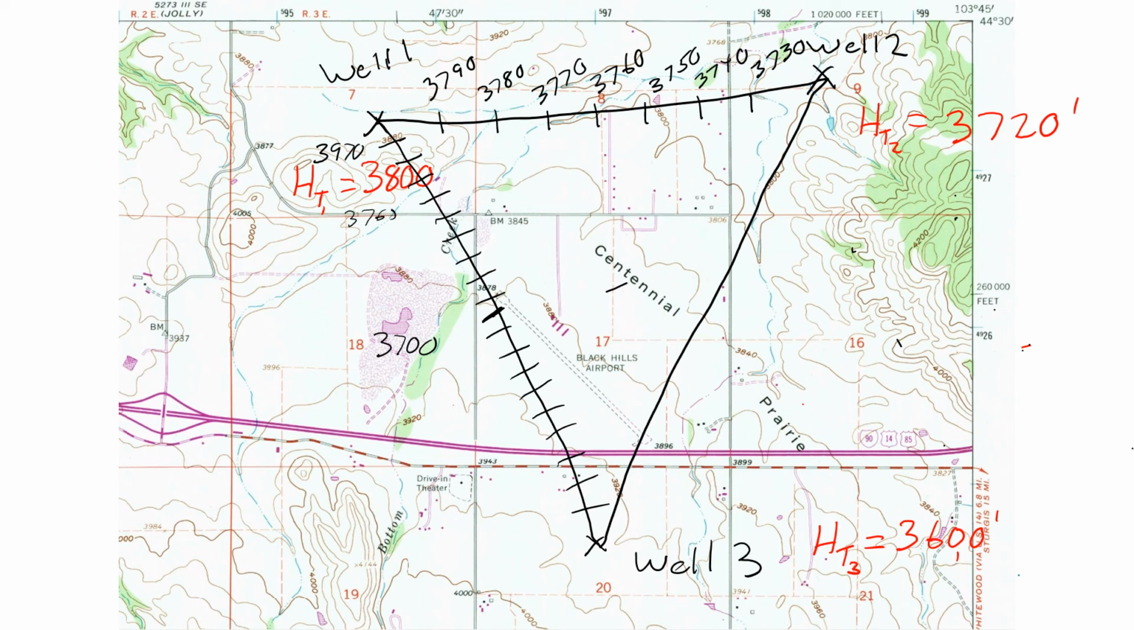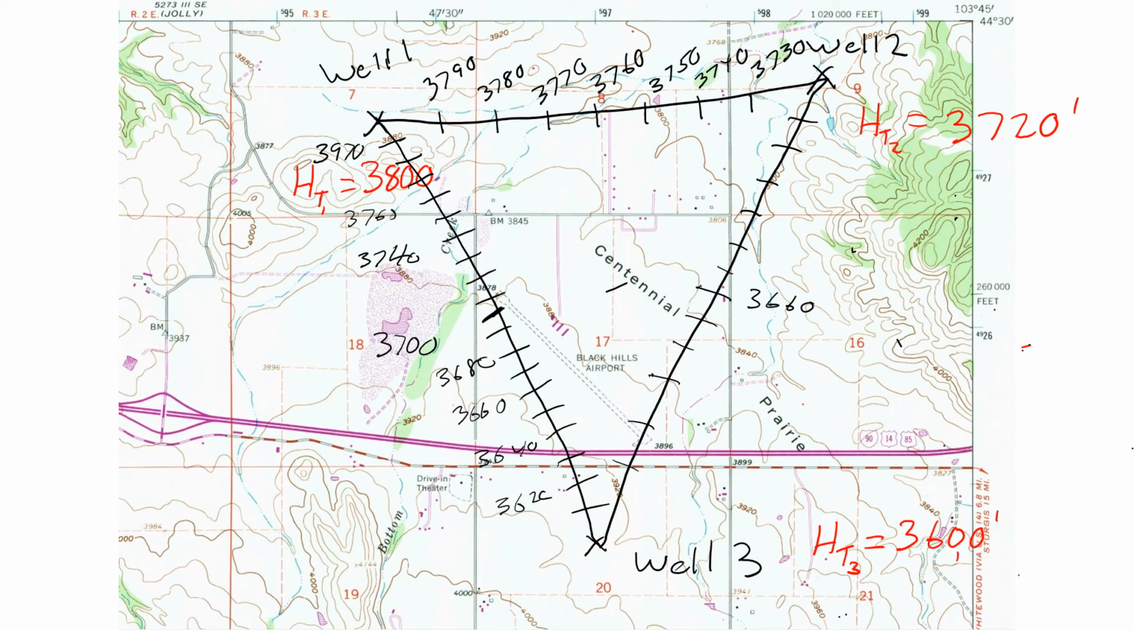I'll write in a few of these. And then between these two, looks like we have a difference between well 2 and 3 of 120. So that's going to be halfway. That's 3,660, 70, 80, 90, 3,700, 10, 20, 30, 40, 50. Could have scaled that a little better, but you get the point, right?